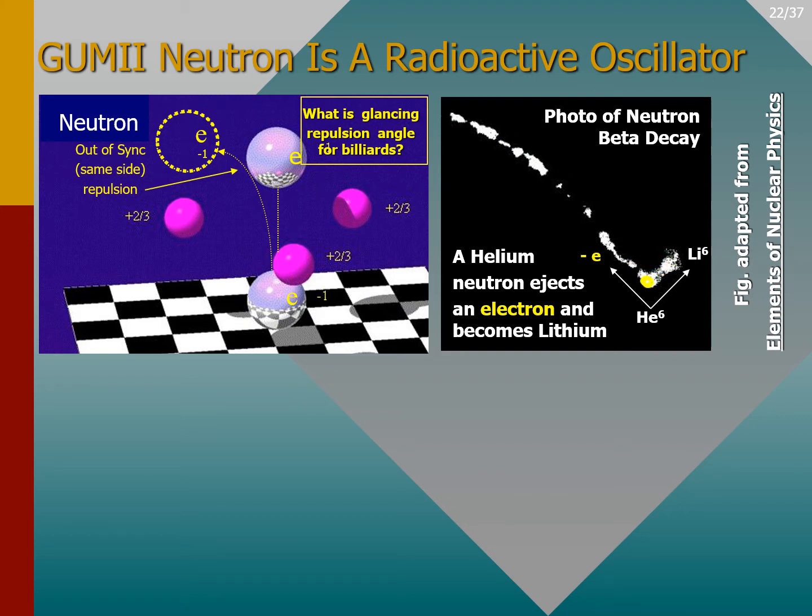And while the lightweight electron is being smacked away at 90 degrees, the much heavier nucleus is only slightly budged. So the ejected electron behaves much more like a billiard ball being smacked away than like a balloon being released. And this result agrees well with the 3D GUMII oscillator models for the proton and the neutron.